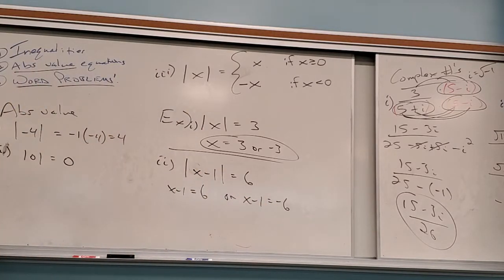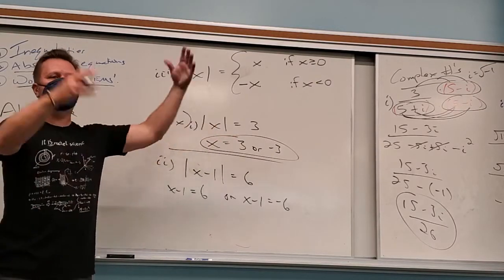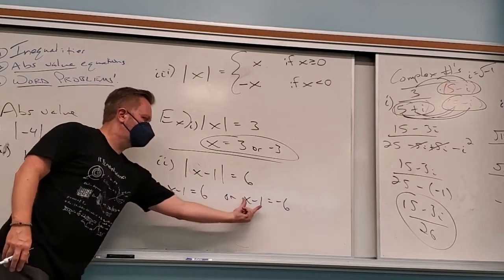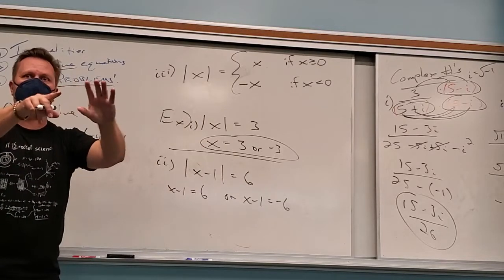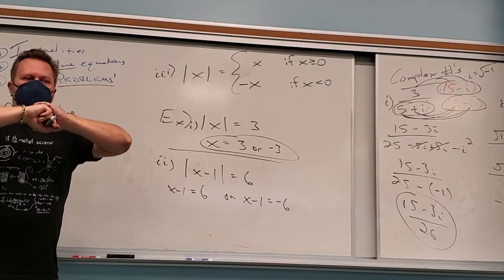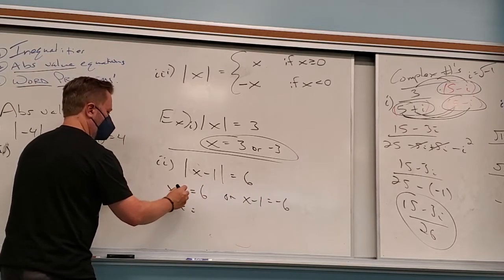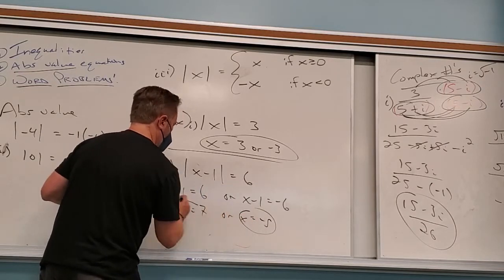You guys see that? That's the same thing we said here. We just got to the answer directly because nothing was happening to the x. Here I've got more inside, so the inside can be 6 or the inside can be negative 6. And now you solve those and you get to where you were getting earlier. So x could either be 7 or x could be negative 5.